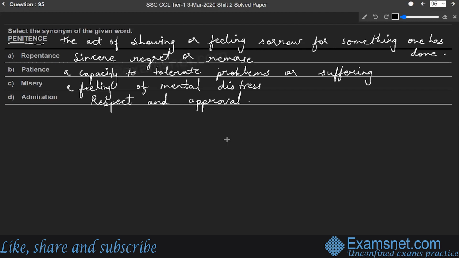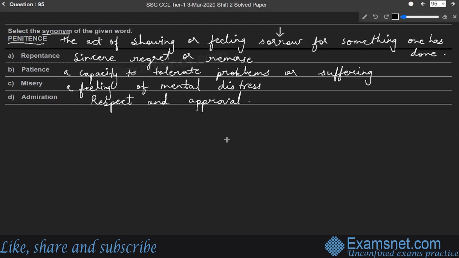So for this question, we have to find the synonym. Synonym means the word that has the same meaning as the word penitence. What is the meaning of the word penitence? It is the act of showing or feeling sorrow for something that has been done. Feeling sorrow means feeling sad over something.